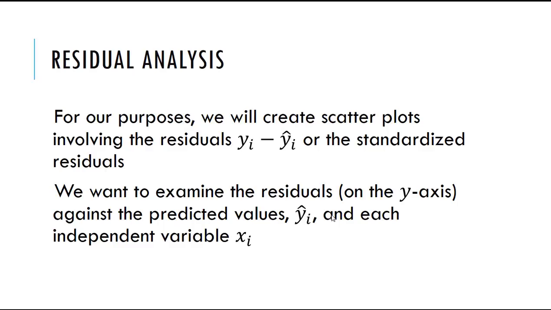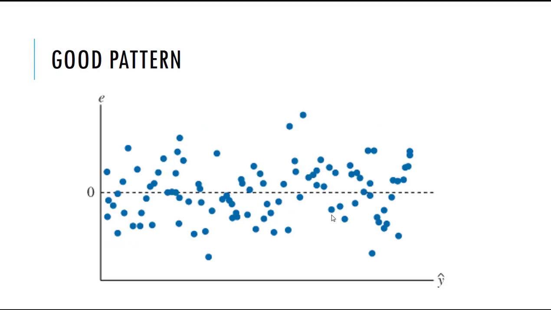We want to examine the residuals on the y-axis, the vertical axis, against the predicted values y hat sub i, and each of the independent variables x sub i. So let's do a scatter plot and see what it looks like. What would we want to show up in the scatter plot? Here's a good pattern. This time we're looking at the predicted y hat on the x-axis and the error term, the residual, on the y-axis.